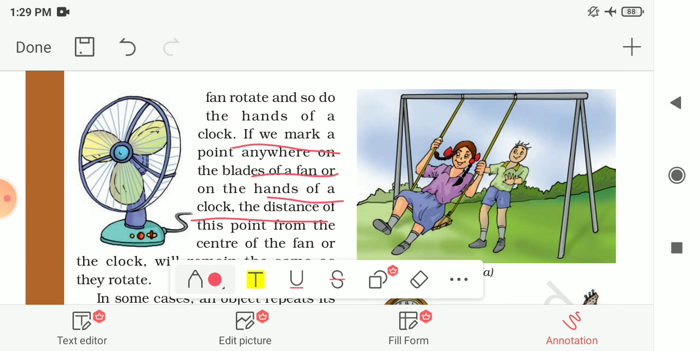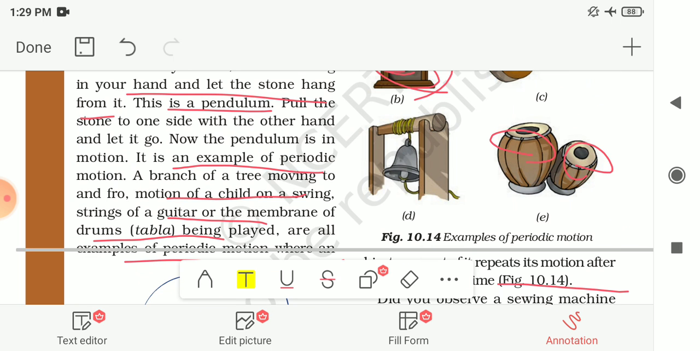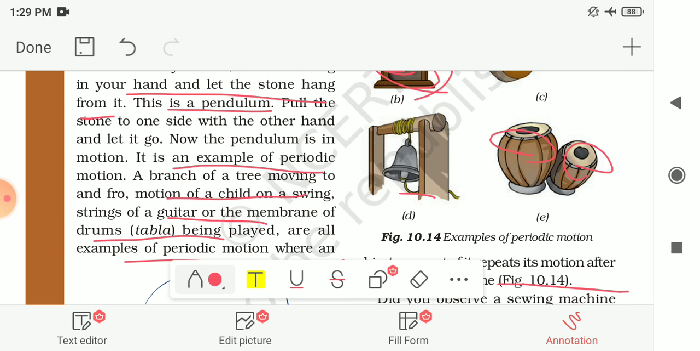Here in the first picture you can see a girl sitting on a swing. The motion of the swing is a periodic motion. Then in the clock, the motion of the pendulum is also periodic. The string of the guitar is also in periodic motion. Then this bell is also in periodic motion, and the membrane of the tabla, or you can say drums, is also in periodic motion.